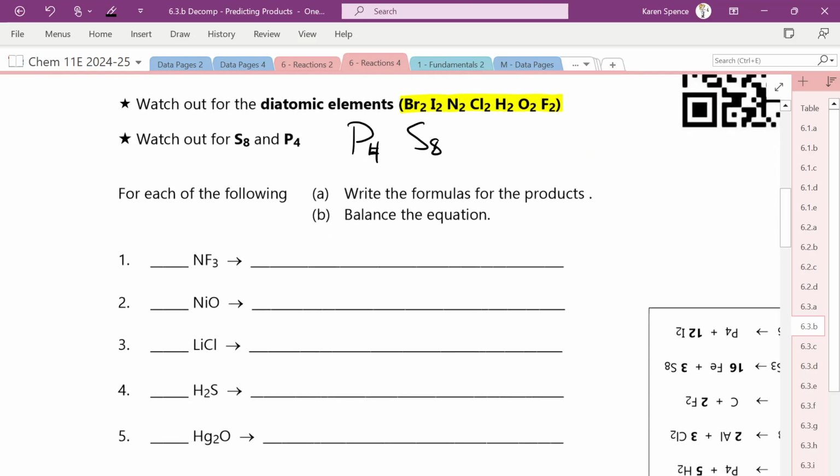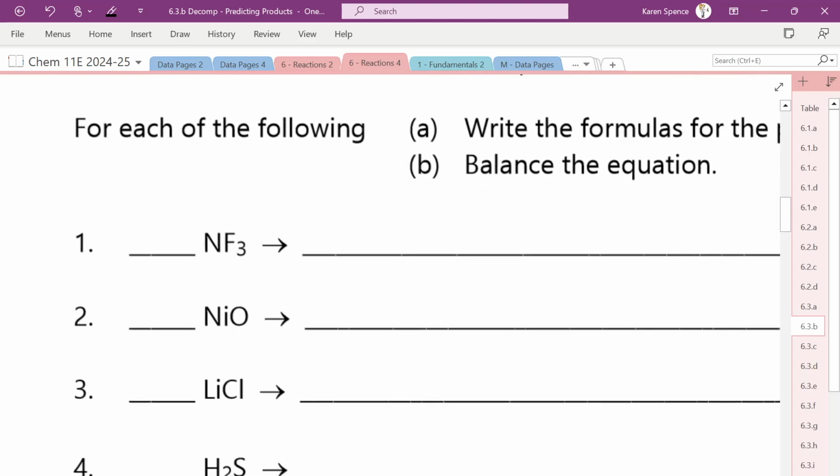Now, all you have to do for this is split it apart into its two elements. So we have N and we have F. And so that's going to split apart into nitrogen and fluorine. So is that good the way it is? Or should I put NF3? Would that be better?